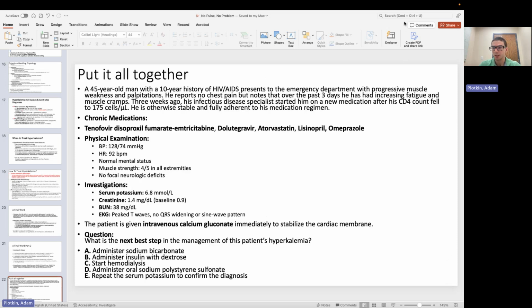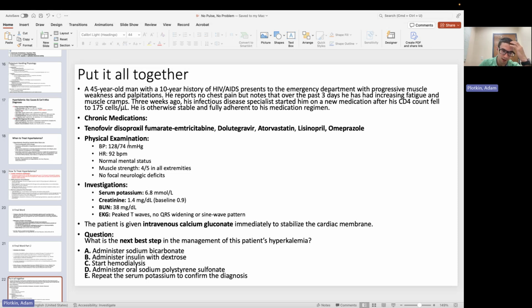So let's put it all together with one final case. We have a 45-year-old man with a 10-year history of HIV/AIDS who presents to the emergency department with progressive muscle weakness and palpitations. He reports no chest pain, but notes that over the past 3 days, he has had increasing fatigue and muscle cramps. 3 weeks ago, his infectious disease specialist started him on a new medication after his CD4 count fell to 175. He's otherwise stable and fully adherent to his medication regimen. He's on tenofovir, dolutegravir, atorvastatin, lisinopril, and omeprazole, on top of the new medication he was already started on.